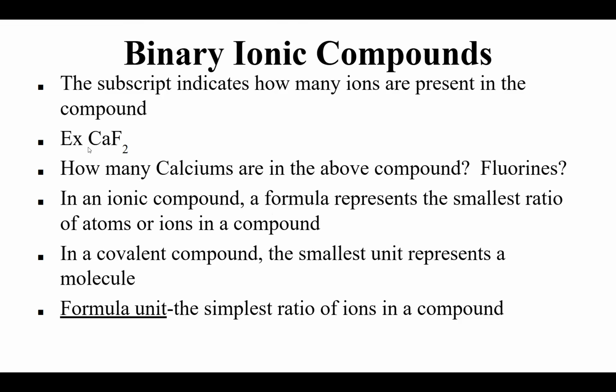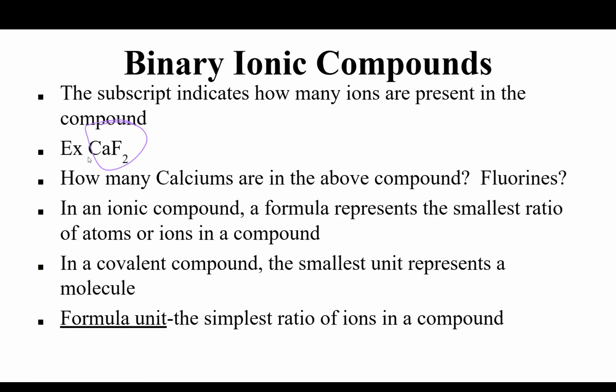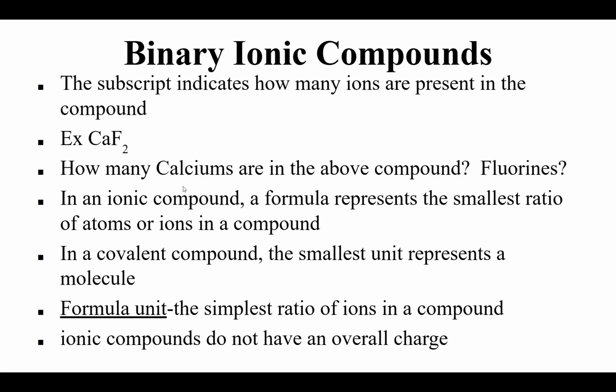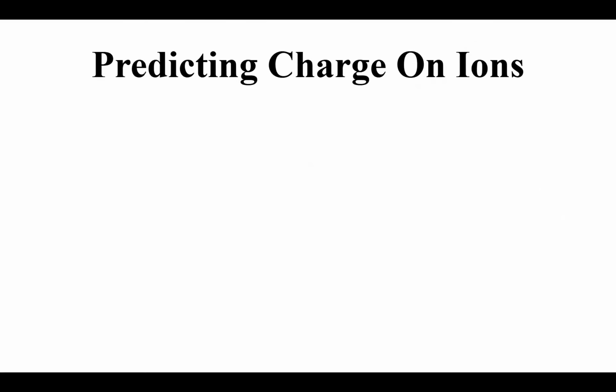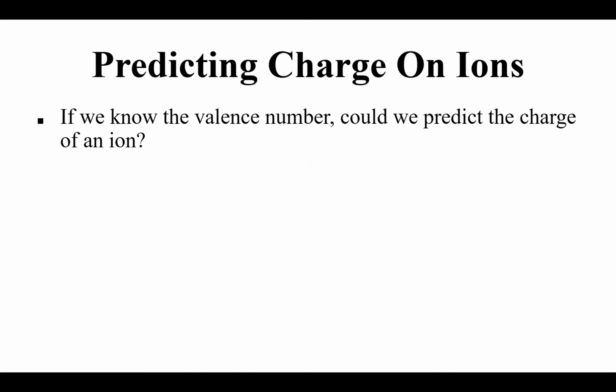This right here is a formula unit. That's the simplest ratio of ions in that compound. Remember, ionic compounds don't have an overall charge. If we know the valence number, we can predict the charge of an ion.